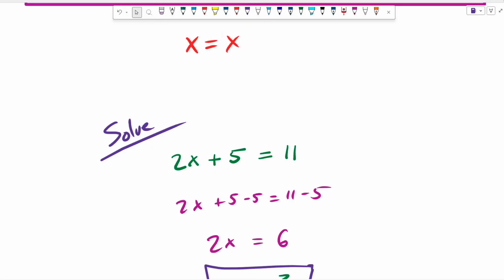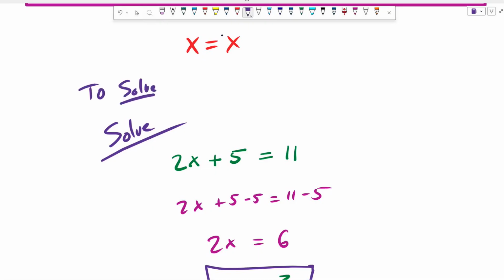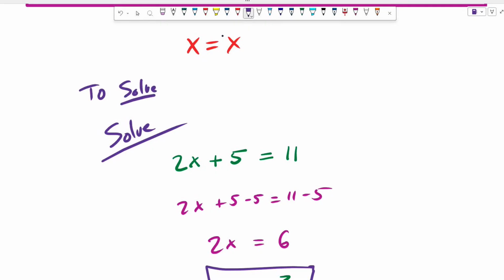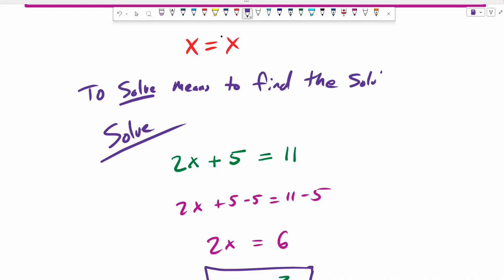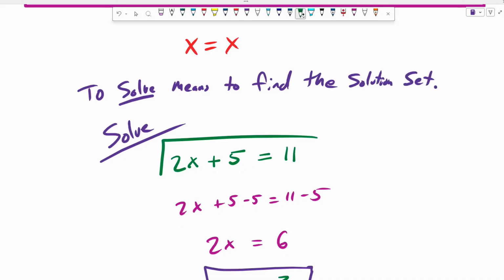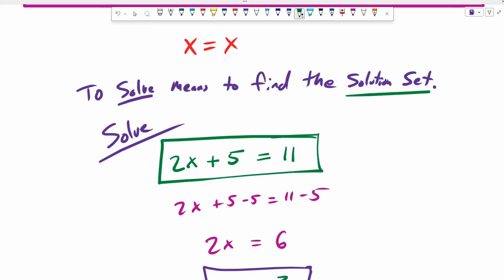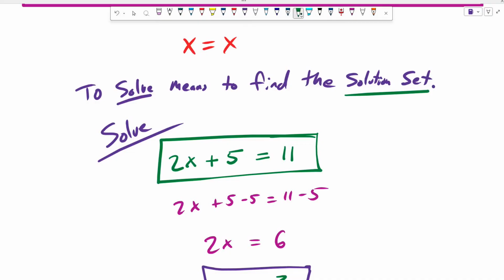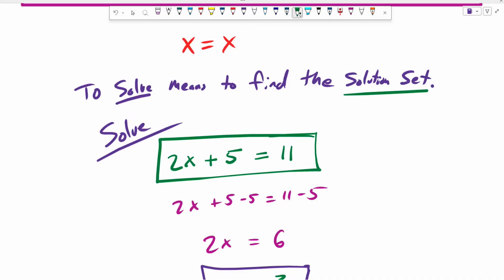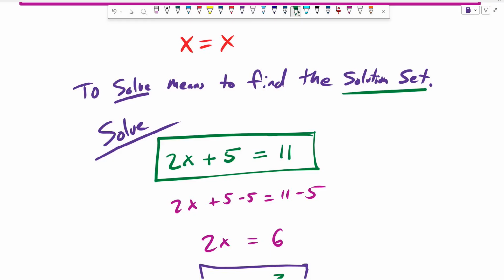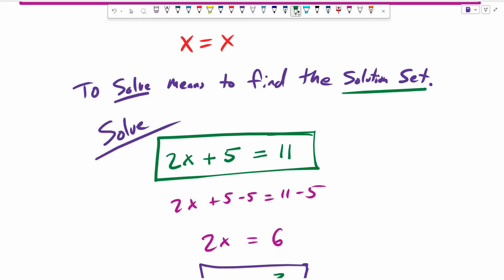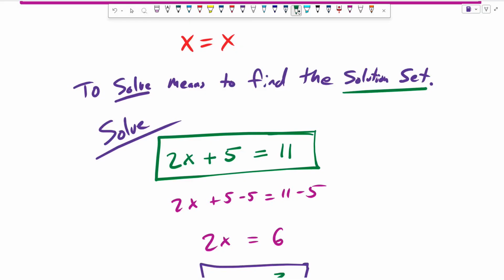So let's write down the definition. To solve means to find the solution set. We'll come back to what solution set means in a second. What is the solution to this equation? It is not x equals 3. It is 3. Okay. 3 is the solution.